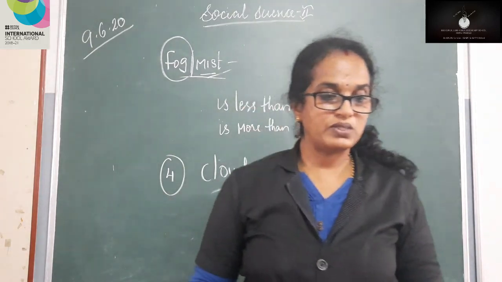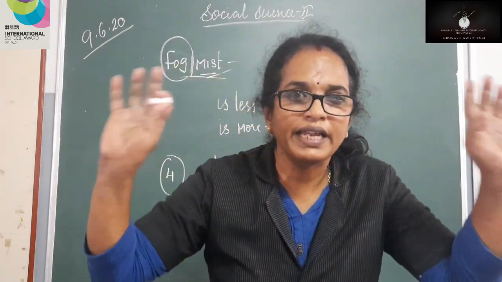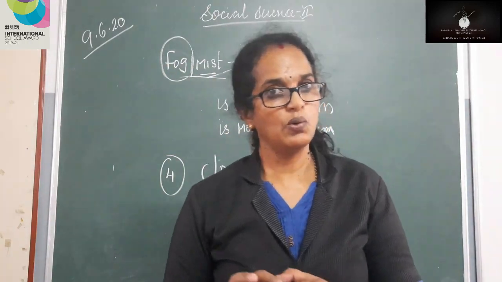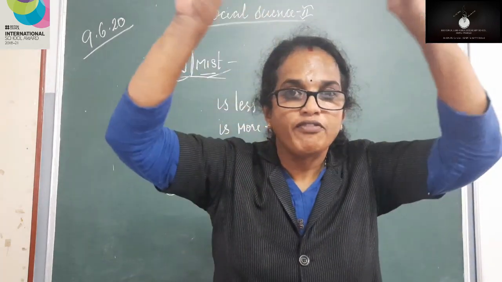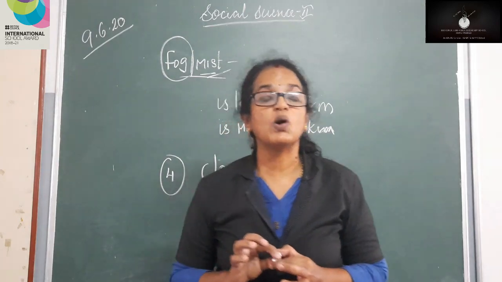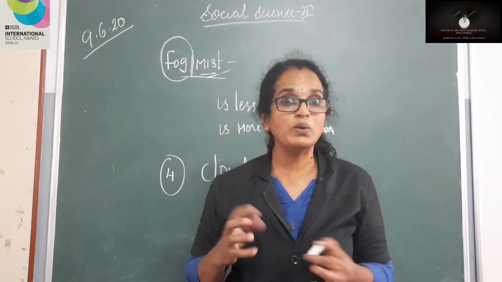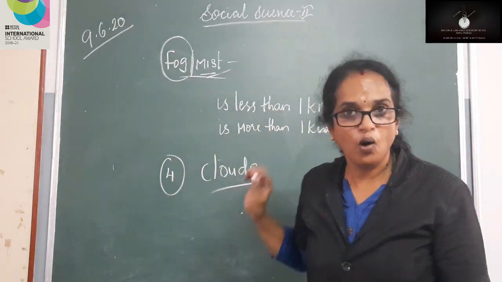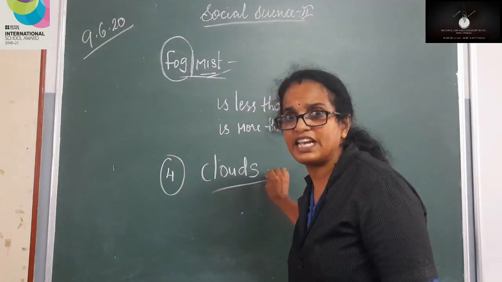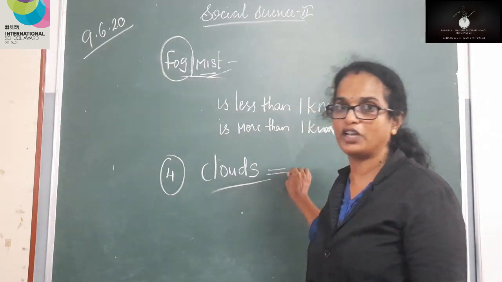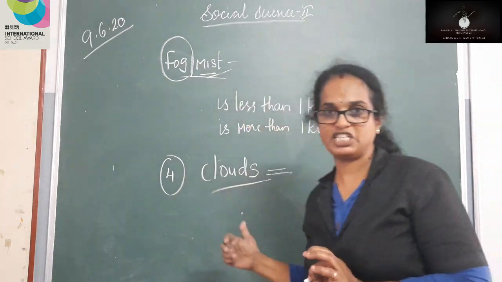What is this clouds? Condensation of water vapor around fine dust particles is called as clouds. We can see the clouds. We all know, we used to just look at the sky, we can see clouds. How is it formed? Condensation of water vapor around fine dust particle leads to the formation of clouds.